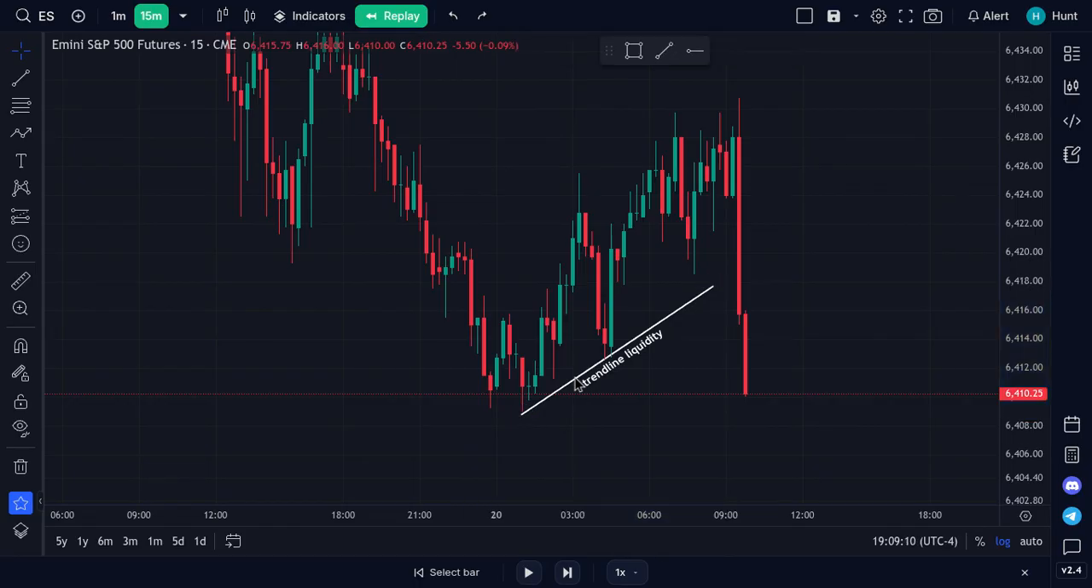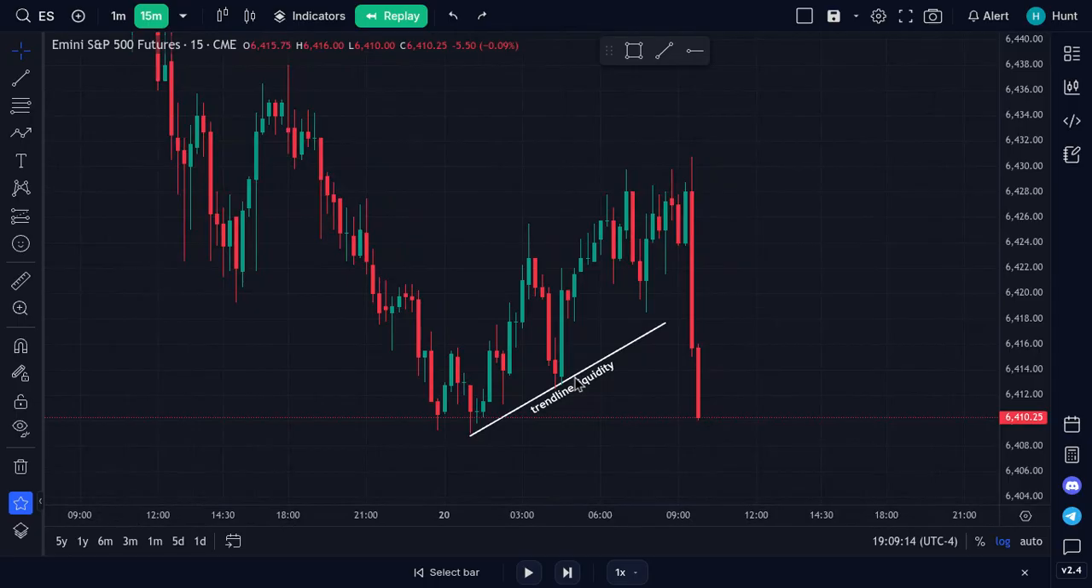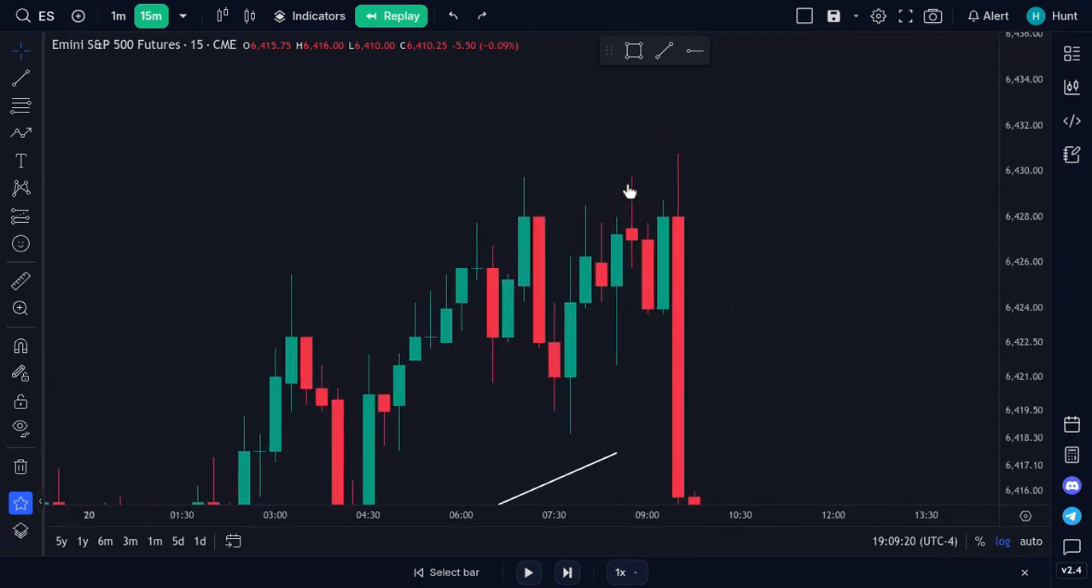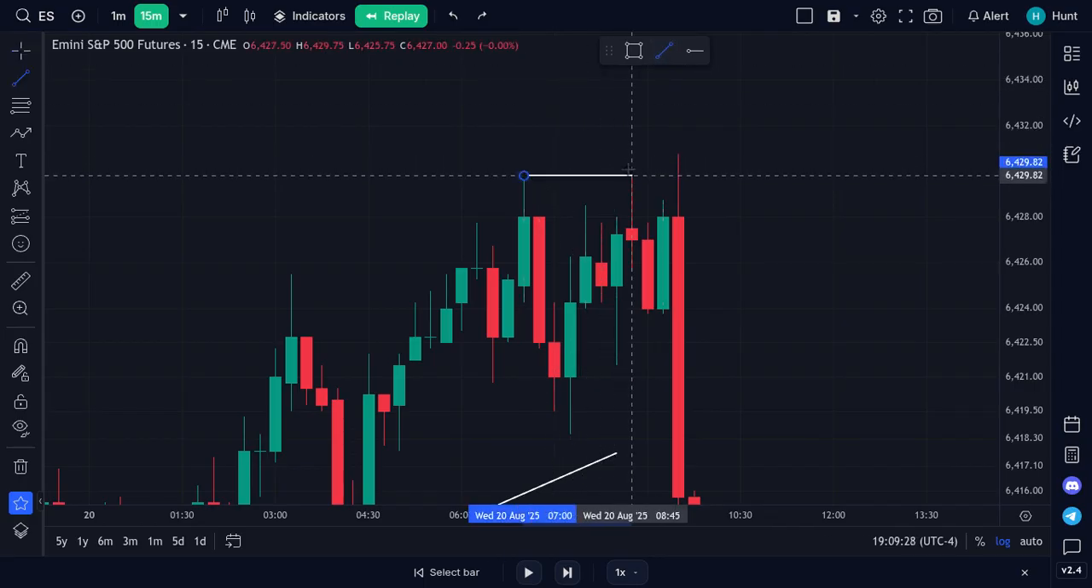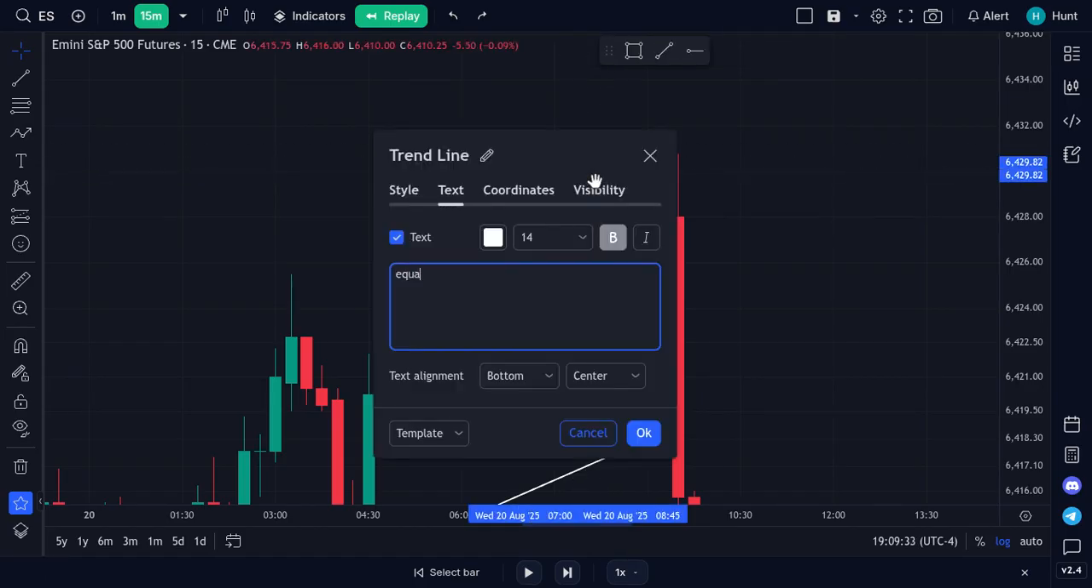All right. So do we see any other forms of liquidity? Well, I do. If we look up here, look at this high. Again, I'll zoom in to make it easier. If we look at this high right here, we look at this high next to it, you can see that both these highs are relatively equal. So we can see these are equal highs.